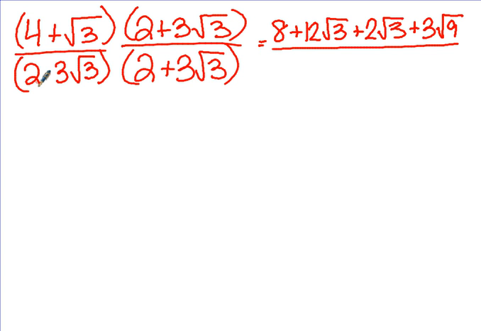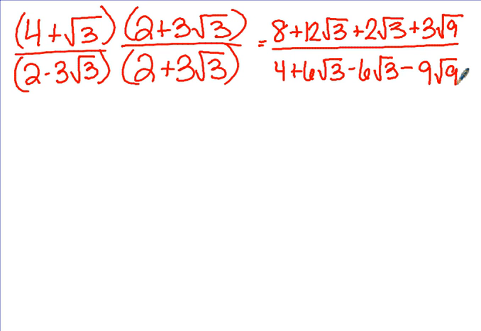Now, in the denominator, we have 2 times 2, which is 4. 2 times 3 root 3, which gives me plus 6 root 3. Negative 3 root 3 times 2, which gives me minus 6 root 3. And 3 root 3 times 3 root 3, which gives me 9 root 9, and that's a minus.